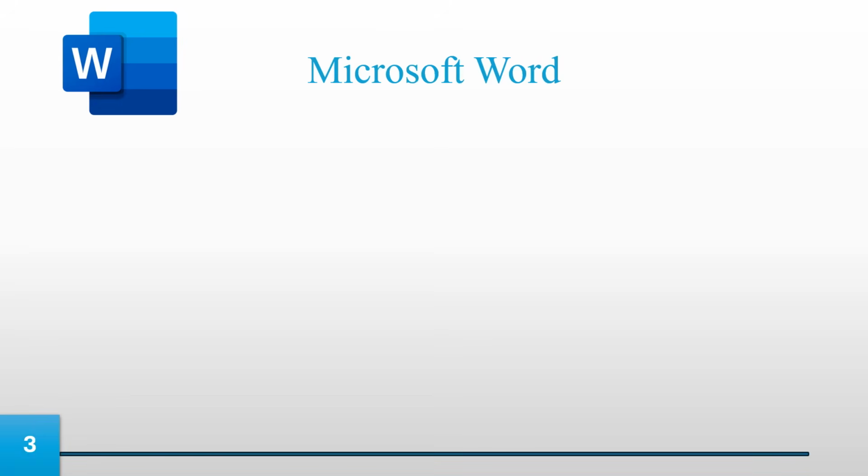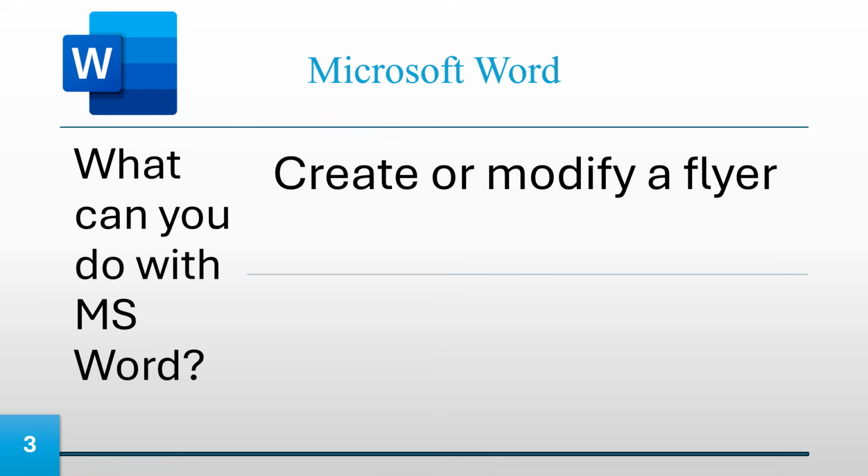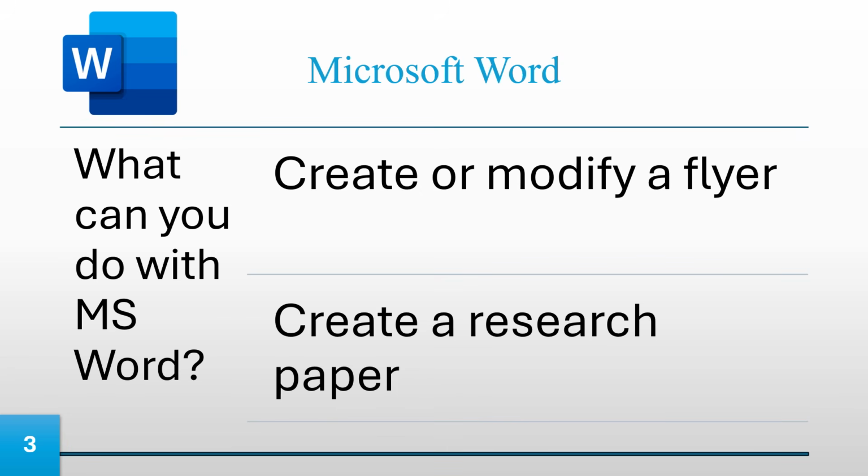Let's take a look at Microsoft Word. Well, what is Microsoft Word? Microsoft Word is an application or software. It can also be known as a software application or application software. Well, what can we do with Microsoft Word? It's a very popular application for Microsoft Windows. We can create or modify a flyer, for example. We can also create a research paper. It's very common for resumes to be created from Microsoft Word.